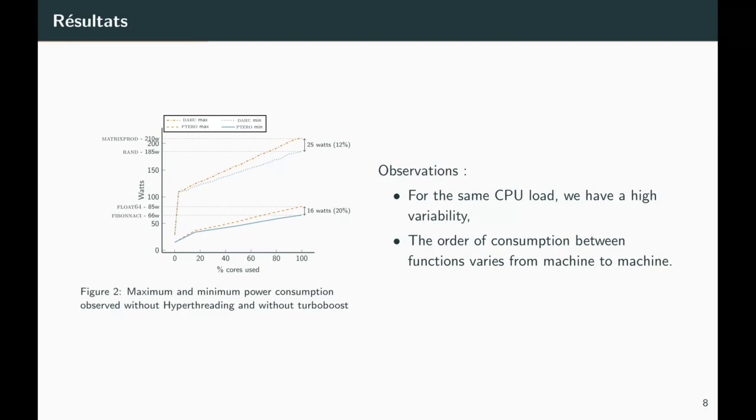For example, on our big server, if we are doing random number generation, it's a bit cheap to compute, so you will run at 185 watts. But if you are doing products of matrices, which is quite energy intensive, you will run at 210 watts. So there's a 12% difference in the energy consumption. So we have very high variability.